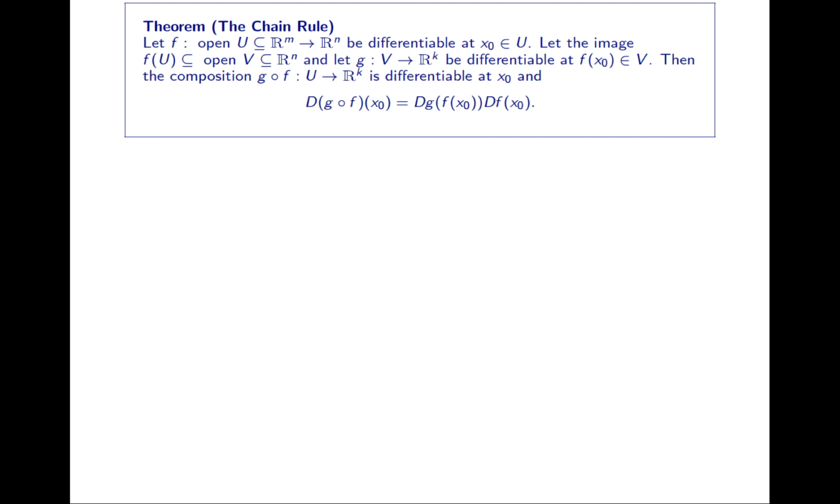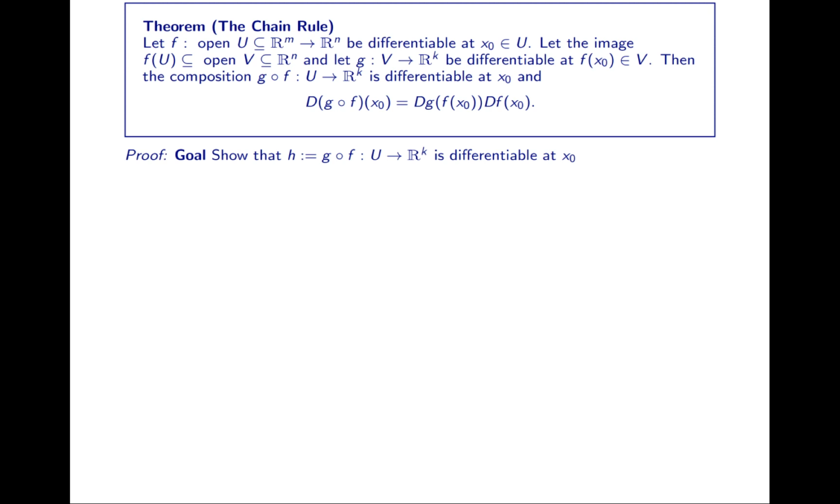And just so that we're clear, when I say the composition of g and f at x0, what I mean is g of f of x0. So the output of f is the input of g. And the derivative is given by the chain rule that we're familiar with. Of course, if m, n, and k were all 1, then this would just be the traditional chain rule we've seen since calculus 1. So let's prove this statement. Now our goal is to show that the composition, which we'll call h, is differentiable at x0, and that the derivative is given by the chain rule formula.